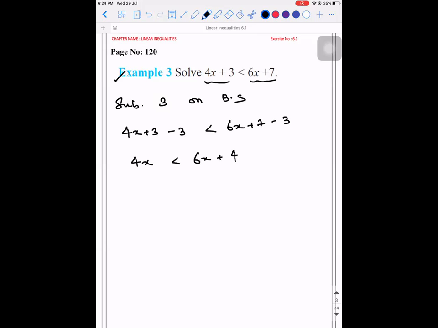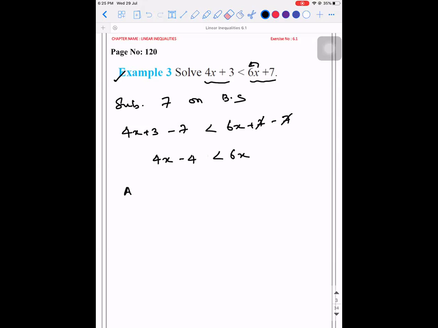See, why did you want to subtract 3 on both the sides? Why didn't you think of subtracting 7 on both the sides? Look at the larger coefficient of x. Had you subtracted 7, this and this would have got cancelled. 4x minus 4 is less than 6x.